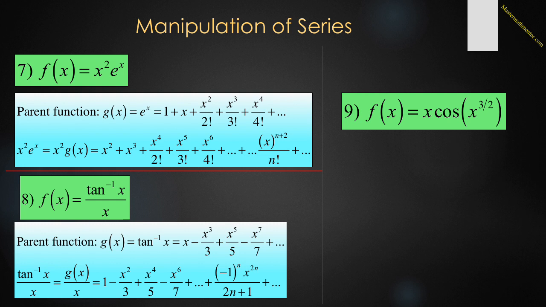Number 8 reads f of x equals the inverse tangent of x over x. Our parent function, g of x, will be the inverse tangent of x, which is x minus x cubed over 3 plus x to the 5th over 5 minus x to the 7th over 7 plus dot dot dot. So the inverse tangent of x over x is simply g of x over x, which is 1 minus x squared over 3 plus x to the 4th over 5 minus x to the 6th over 7 plus dot dot dot plus negative 1 raised to the n, x to the 2n over 2n plus 1.